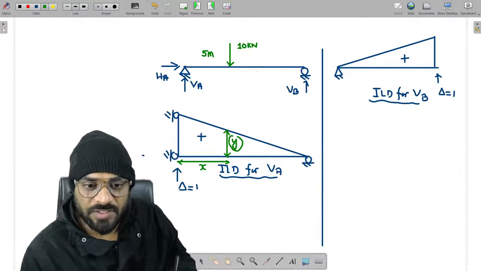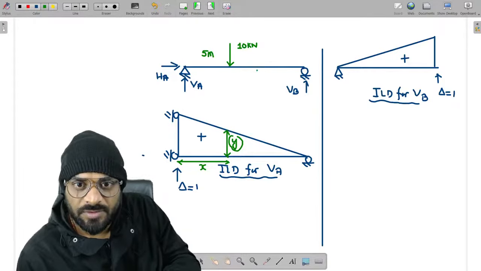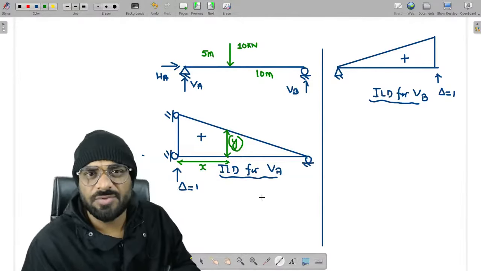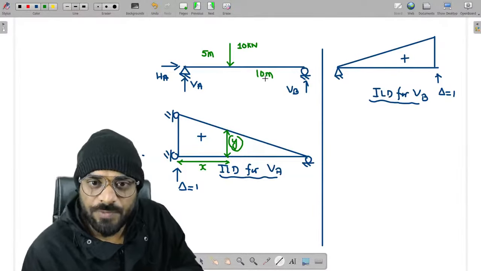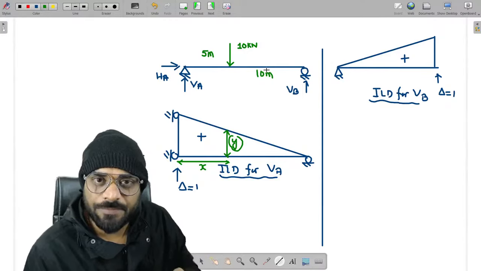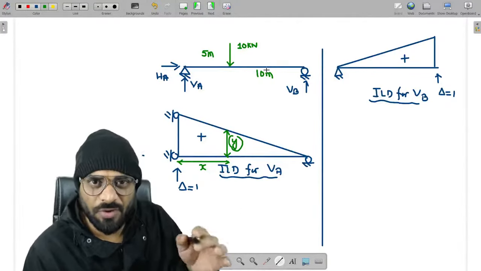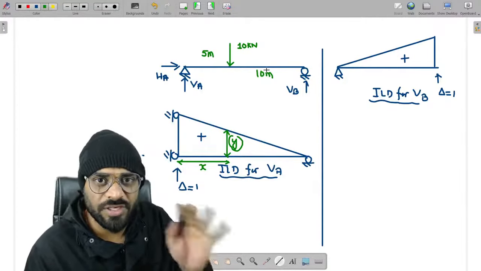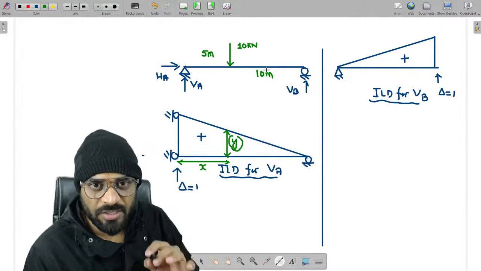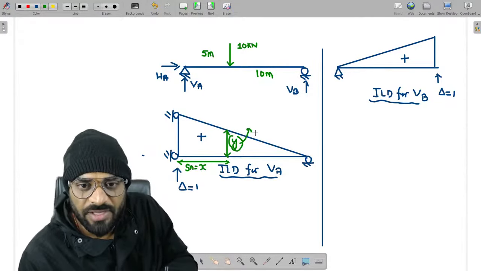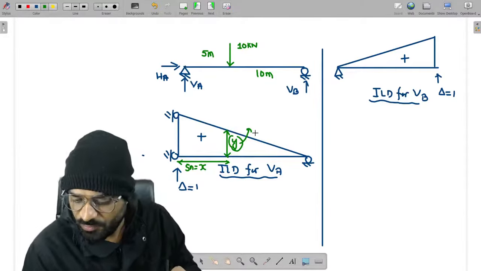Let me change it. Let's make it 10 meter so that it will be easier to understand in terms of values. So guys, this is a total of 15 meter. Clear? So let us suppose, just imagine, if on the actual structure you have one unit load, at x is equal to 5 meter, what should be the value of y? Can you calculate it? What should be the value of y? Can you calculate it?